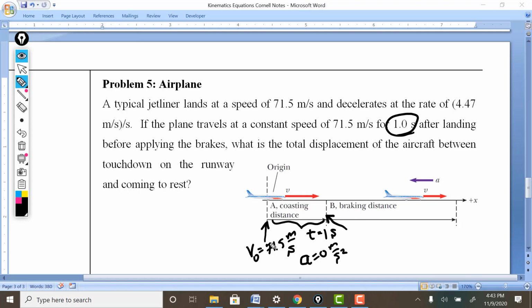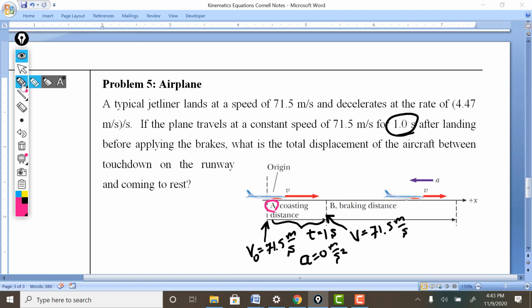Now this is real life because if you were to apply the brakes immediately upon landing, you're going to create too much friction, and there's a change in momentum that's too strong, and the plane will actually flip over, and well, you get the idea. So let's just focus on this part right here. Don't worry about part B. Let's focus on A, which is the coasting distance, right?